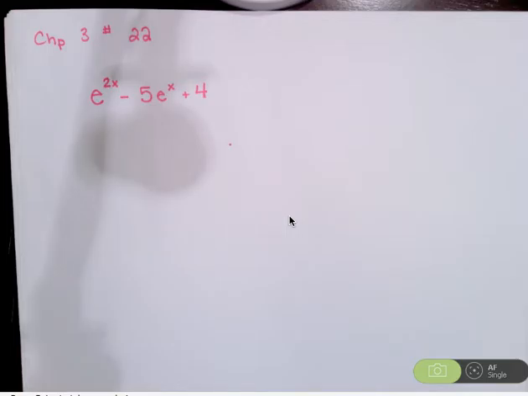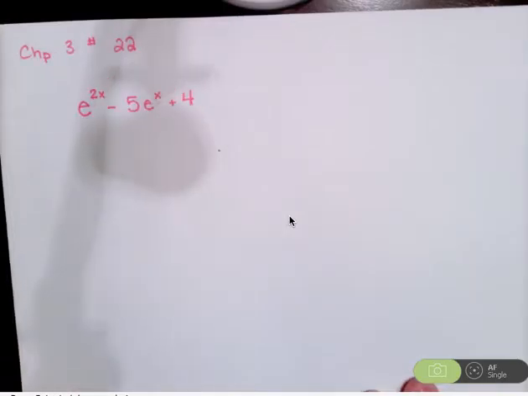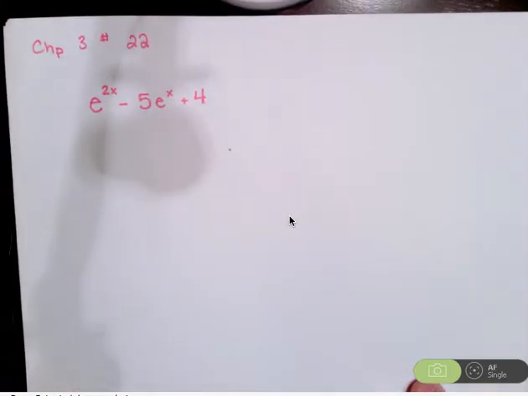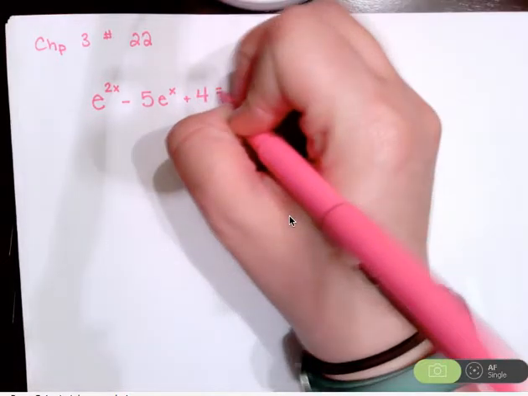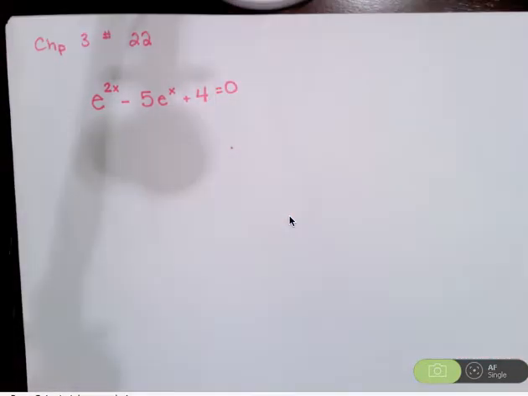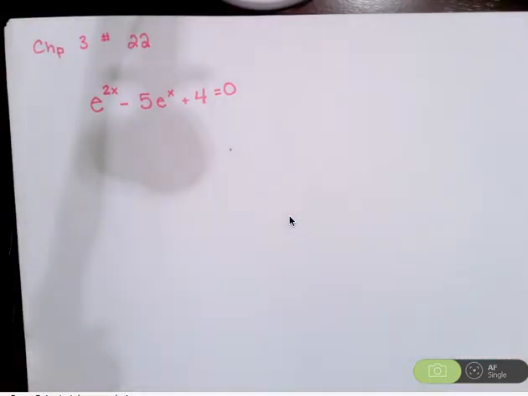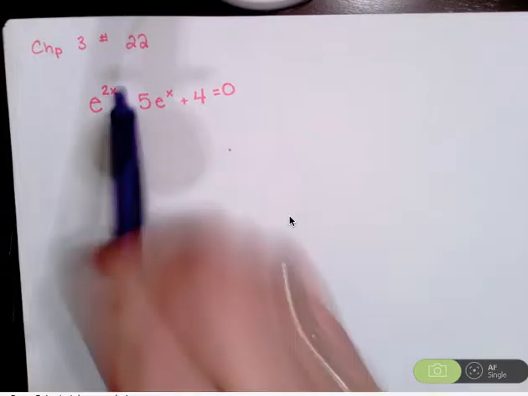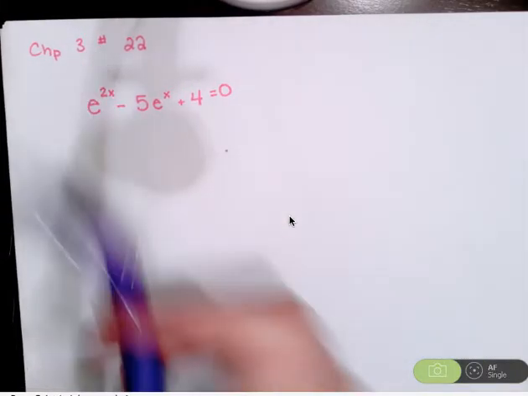All right, this is number 22 on your chapter 3 review. What it wants you to do is solve for x. So it's e to the 2x minus 5e to the x plus 4 equals, I think it was equals 0. Okay, so the first thing you have to realize is what this is. This is technically one of those quadratics in disguise. Because remember, you can rewrite e to the 2x.